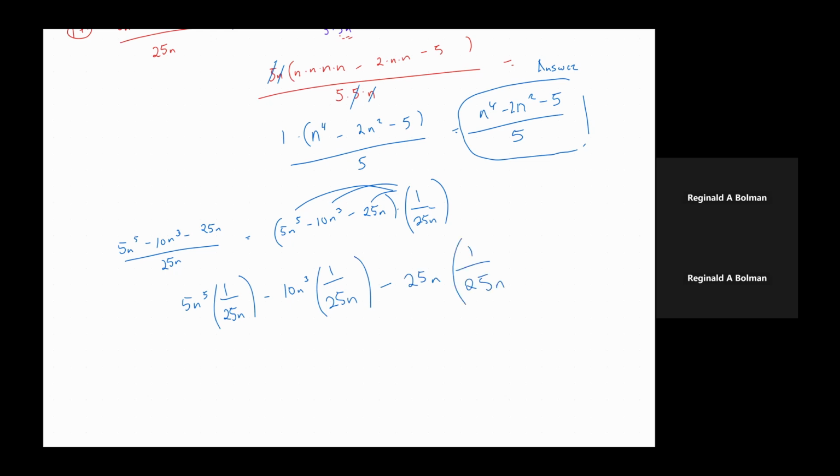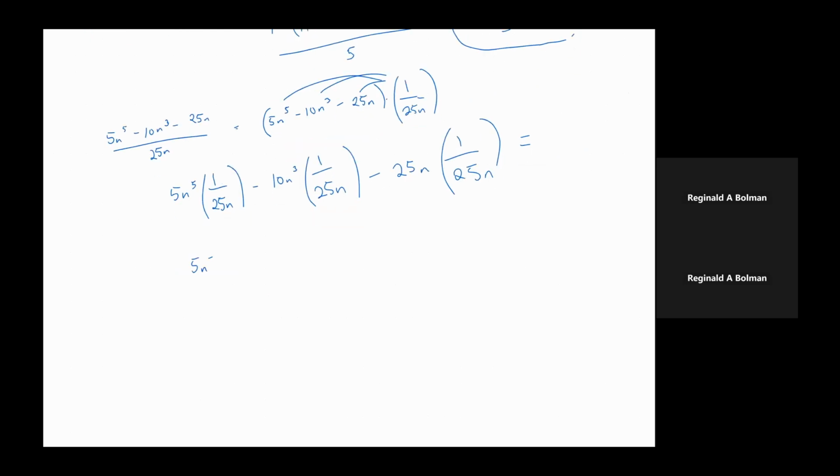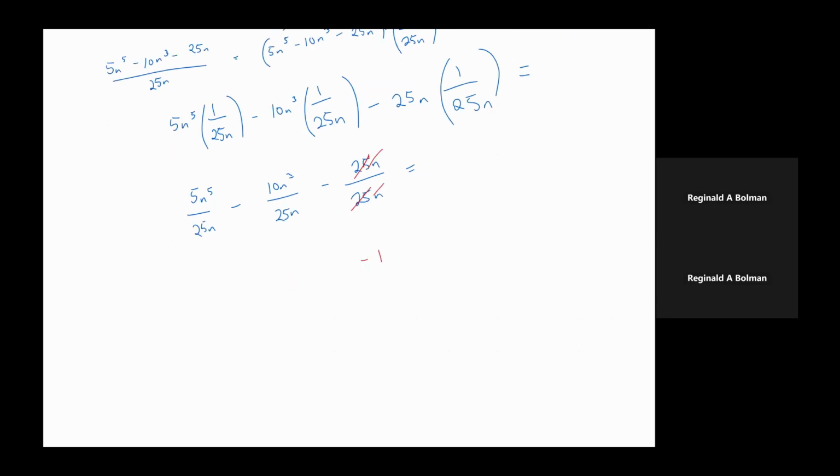Oh my goodness, now we have to deal with a bunch of fractions. That's kind of a pain, but we got this. We get 5n to the fifth over 25n minus 10n cubed over 25n minus 25n over 25n. All right. 25 cancels out, n cancels out. You just get 1 n cubed minus n. That's just going to give you n squared.